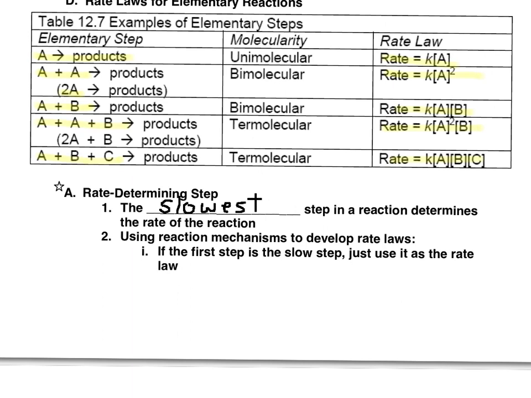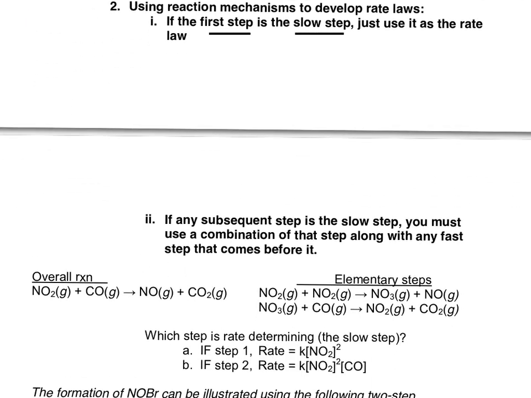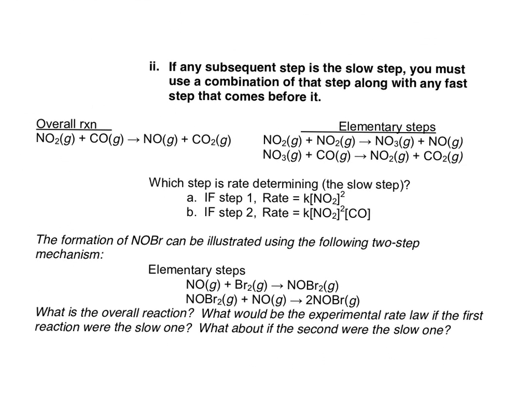If your first step is the slow step, that's really easy. All you have to do is use it as the rate law using these little guidelines right here. But if the other steps are the slow steps, that gets a little complicated. So if any other step is your slow step, then you have to combine that step with other steps that came before it. So let's take a look at an example of this.